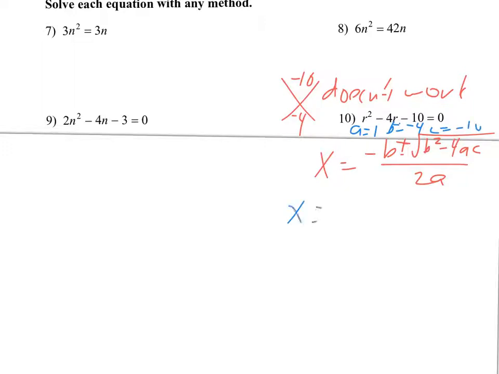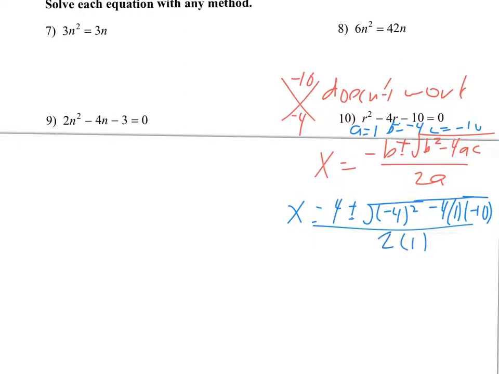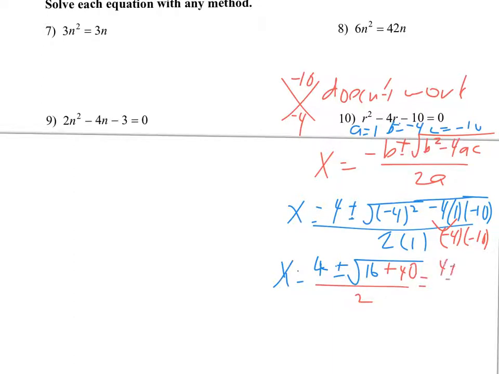So when b is negative, you're going to switch it to positive out here in the front because it's negative 4, plus or minus the square root of negative 4 squared minus 4 times 1 times negative 10 for my a and c, all over 2 times 1. And so we get x equals 4 plus or minus the square root of 16, and then negative 4 times 1 is negative 4 times negative 10 is plus 40, all over 2. So this will turn into 4 plus or minus radical 56 all over 2.